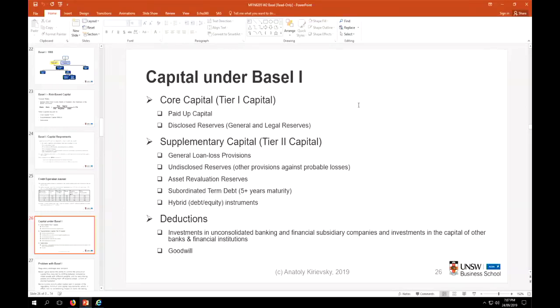And then, once you've calculated your total capital, you have to apply deductions. So you have to subtract some things. And things you need to subtract are investments into other banks. So if you buy shares of other banks, you have to subtract it. Why? Why do you think that if your bank invests in other banks, you have to subtract it from a capital perspective?